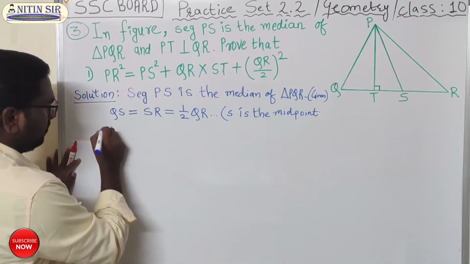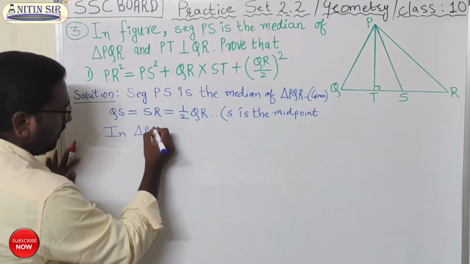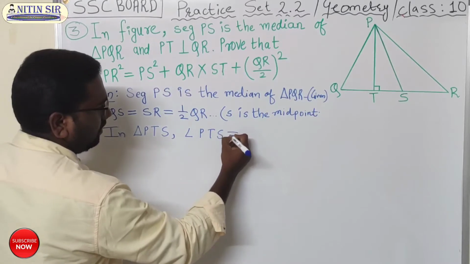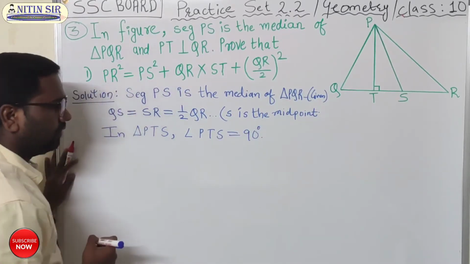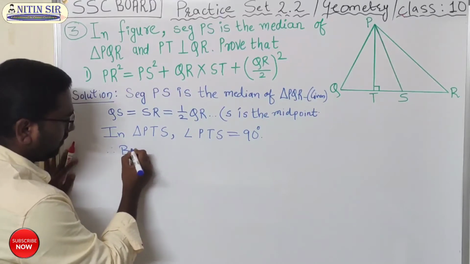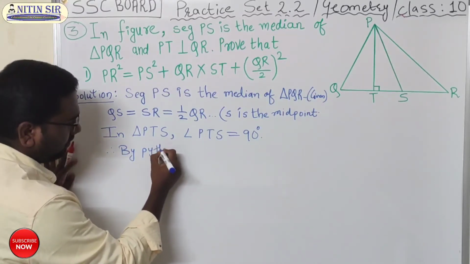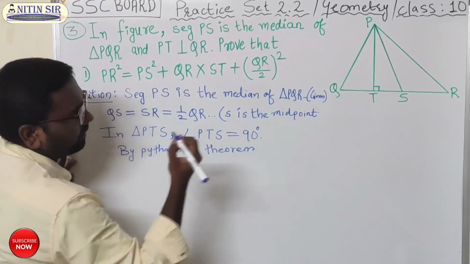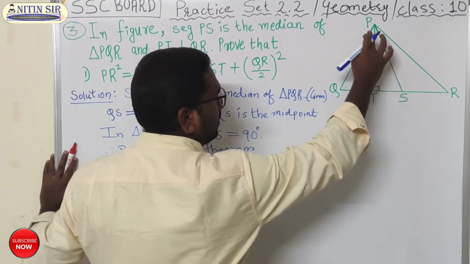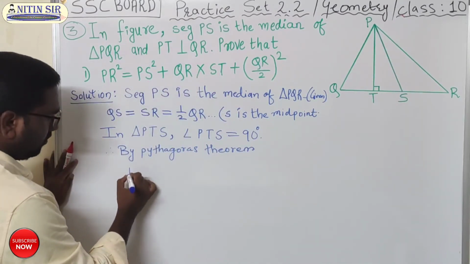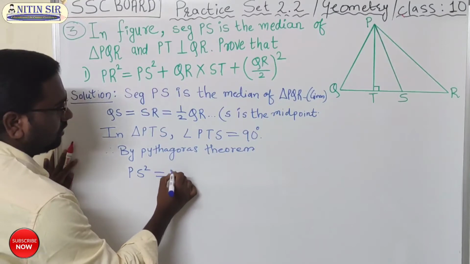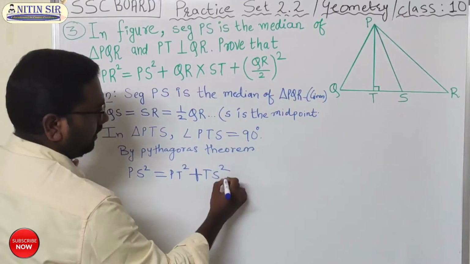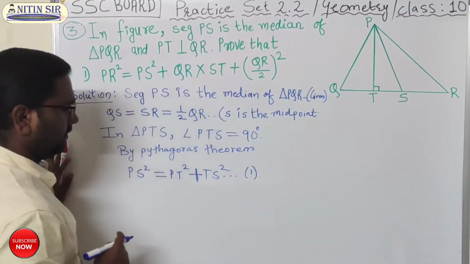So in triangle PTS, angle PTS is equal to 90 degree. Therefore, by Pythagoras theorem, we can say that PS square is equal to PT square plus TS square. So PS square is equal to PT square plus TS square. This will become our equation first.